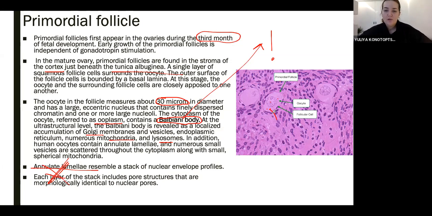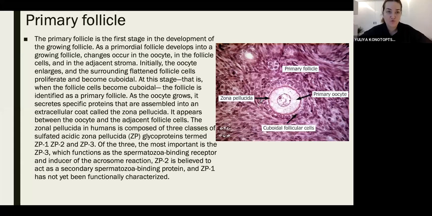Your primordial follicle will have receptors for FSH. And when the FSH comes in, it binds to this FSH receptor and causes your primordial follicle to grow. So when a primordial follicle grows, it becomes a primary follicle. What is the major difference between primordial and primary follicle? The flat squamous cells that were follicular cells are no longer flat. Now they're cuboidal, so they become simple cuboidal epithelium. So follicular cells have changed their shape. This is called a primary follicle.